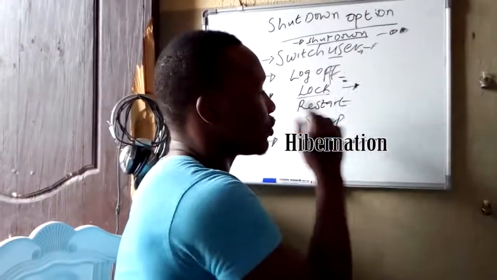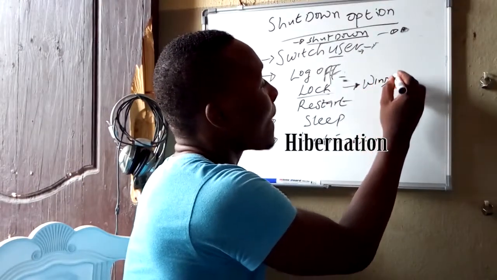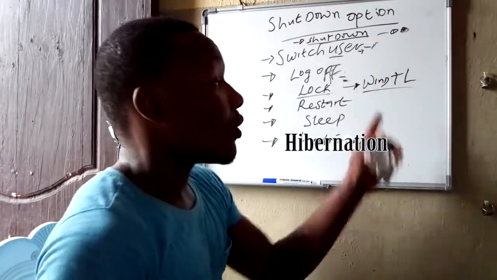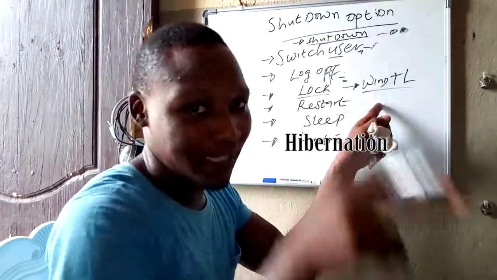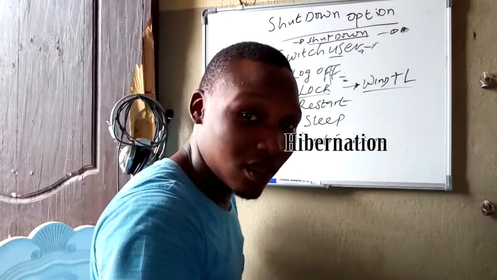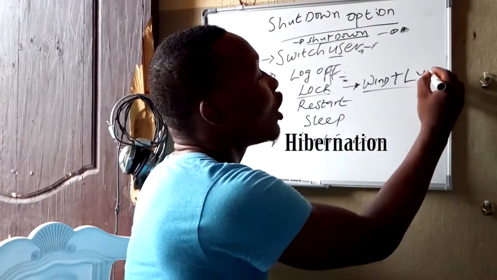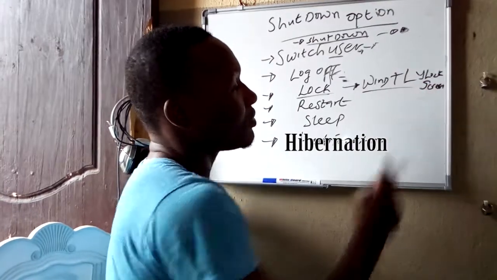When we lock the screen, there is a shortcut for this lock screen. It is called Window plus L. When you press Window plus L, it's not that you press window, then plus, and L. You hold down your window key and your L key. It will automatically lock the screen. Just that.